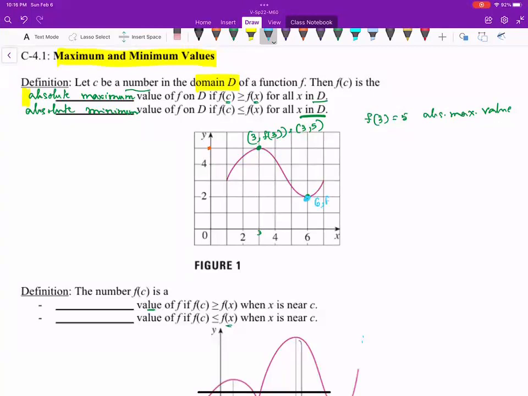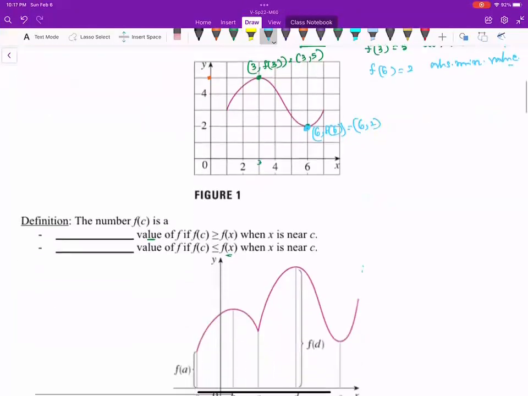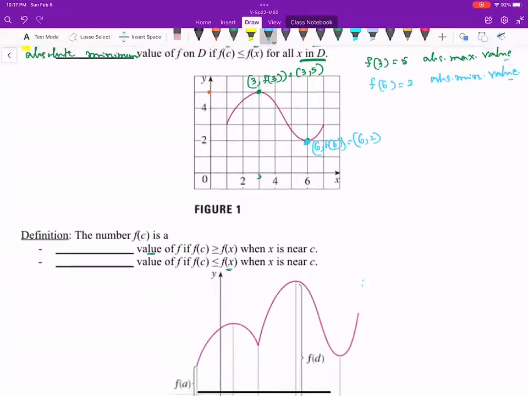So in this case, you notice at this point, 6, f of 6, which is actually (6, 2), is the absolute minimum point. The y-coordinate, f of 6 equal to 2, is the absolute minimum value. So if we write that, f of 6 equal to 2 is the absolute minimum value. Anytime the question asks about the value, you have to focus your attention on the y-coordinate. You can call the ordered pair the absolute maximum point and absolute minimum point.